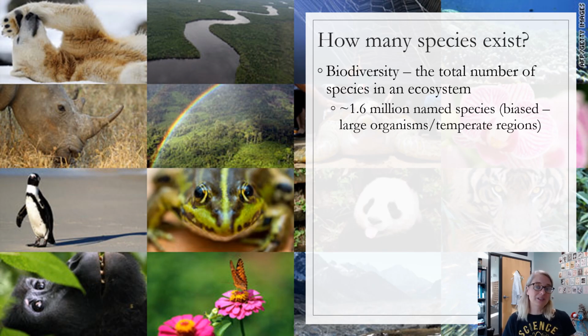So we have about a little less than 2 million named species. So these are the things that are in the books, in the taxonomy books. They have been recorded, identified, named. They have a place in that taxonomic hierarchy. However, this is a little bit biased, right? So in the parentheses, it's biased because most of the organisms that are classified are big because we can see them, right? And most have been identified in temperate regions.